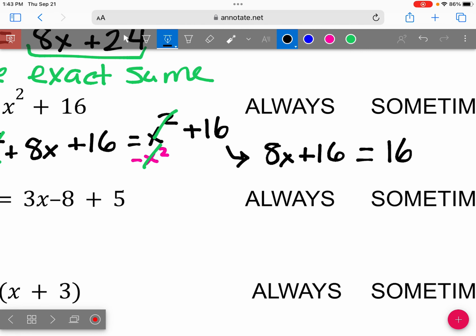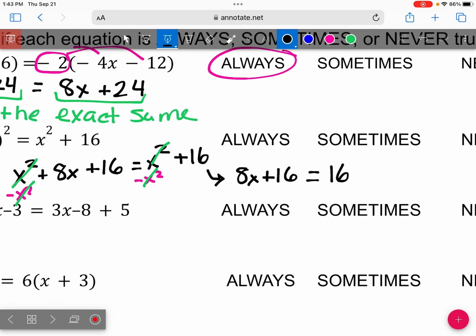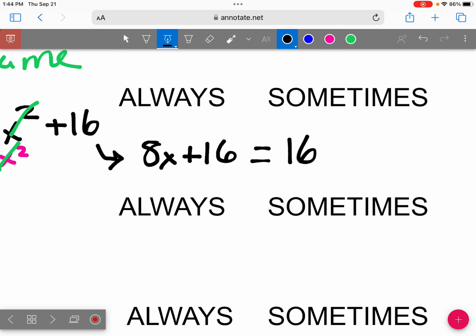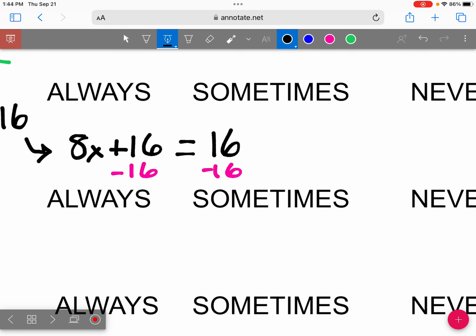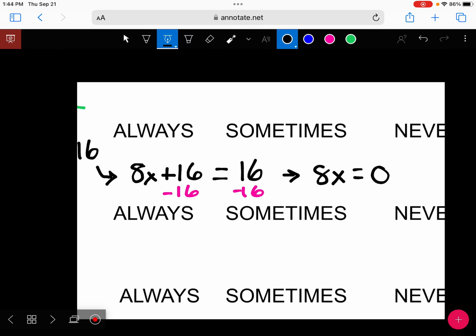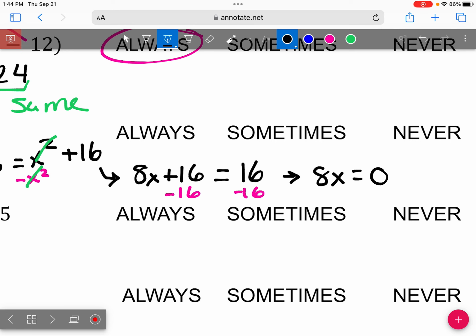What do we think? Is that always, sometimes, or never? If we're not sure, keep going. See if we can start to get x by itself. What would we do next? We'd subtract the 16. I would like that 8x by itself, please. Thank you. So this would give us 8x equals what? What's 16 minus 16? 0. Is there ever a time when 8x could equal 0?